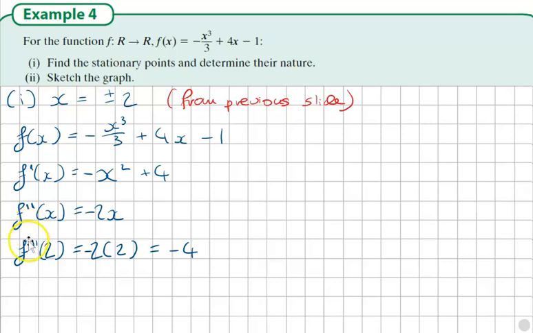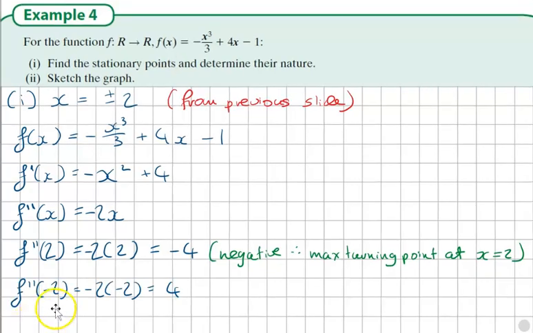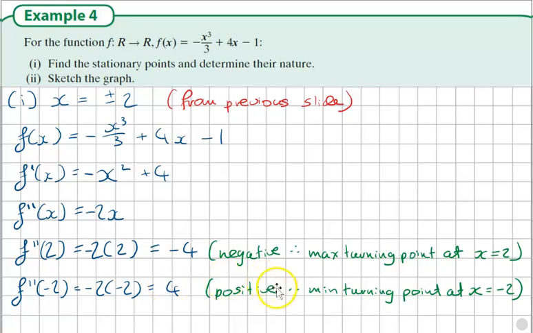So then we sub in 2 into the second derivative. So we have minus 2 times 2 is minus 4, which is negative. Therefore, the maximum turning point is at x is equal to 2. And then we sub in minus 2, because remember at the top here we got x is equal to plus or minus 2. So we sub in minus 2 into the second derivative. So we have minus 2 times minus 2, which is positive 4. So that's positive. Therefore, we have a minimum turning point at x is equal to minus 2.